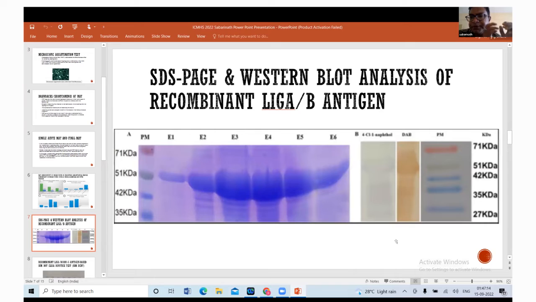Now, we have developed a recombinant protein known as LigA-bar-B protein in our laboratory. For this recombinant protein, I have shown the SDS-PAGE, and here it is showing a 51 kDa band. In Western blot also, it is giving very good immunoreactivity with high titrated human serum samples, using 4-chloro-1-naphthol and diaminobenzidine.